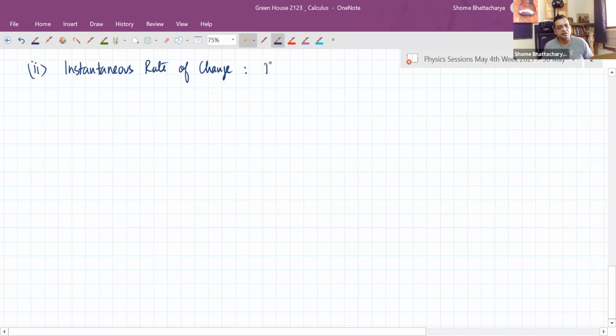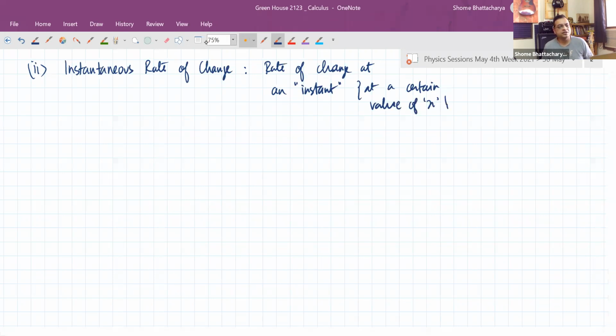So this is defined as rate of change at an instant. So it means at a certain value, not for an interval, but at a certain value of x. So we have a special symbol for this instantaneous rate of change.